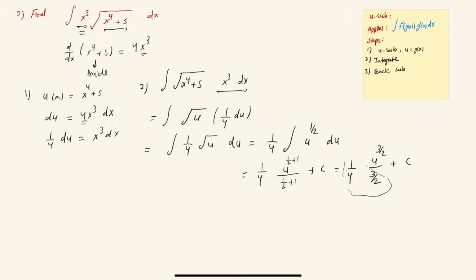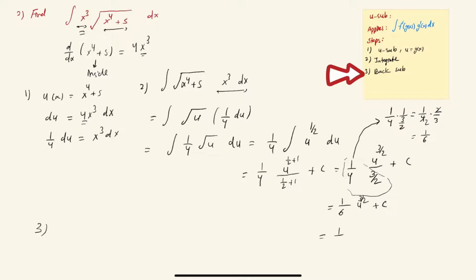Now what I'm gonna do, I'm gonna simplify this term in here. 1 over 4 multiplied by 1 over 3 over 2 is gonna be equal to 1 over 6. So this is 1 over 6 u to the 3 over 2 plus c. Now we are ready to move to step number 3, which is back substitute the function of u. Remember, from step number 1, u is gonna be equal to x to the 4 plus 5. And that's gonna be our antiderivative.